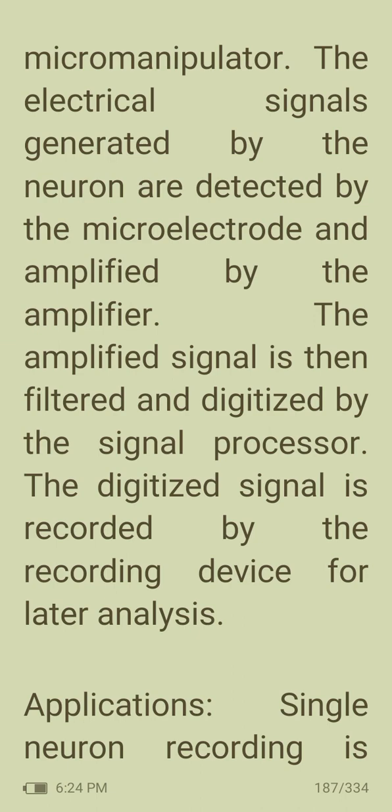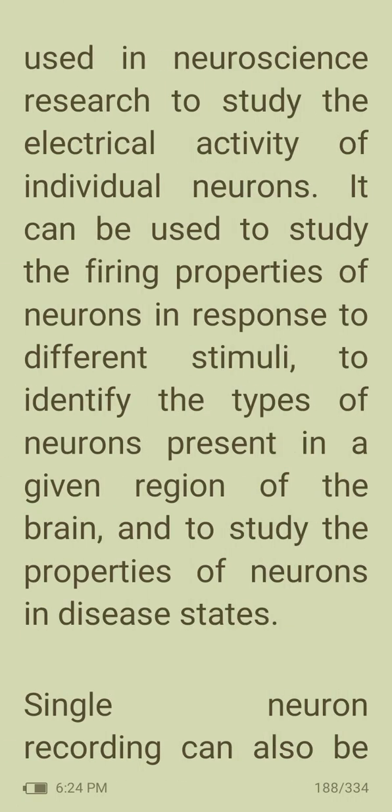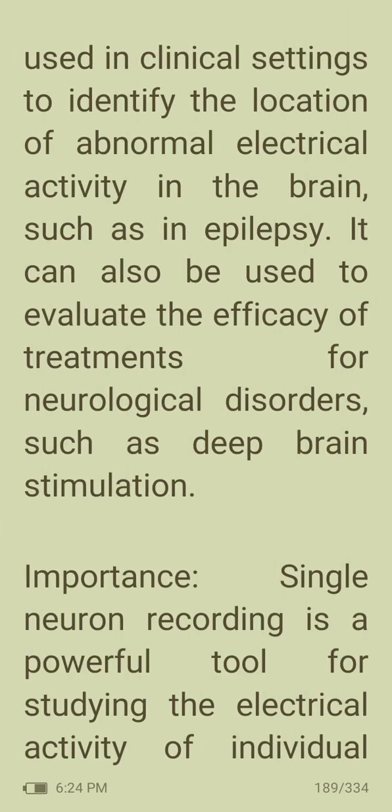So what is the application of single neuron recording? It is used in neuroscience research to study the electrical activity of individual neurons. It can be used to study the firing properties of neurons in response to different stimuli, to identify the types of neurons present in a given region of the brain, and to study the properties of neurons in disease states. Single neuron recording can also be used in clinical settings to identify the location of abnormal electrical activity in the brain, such as epilepsy. It can also be used to evaluate the efficacy of treatments for neurological disorders such as deep brain stimulation.